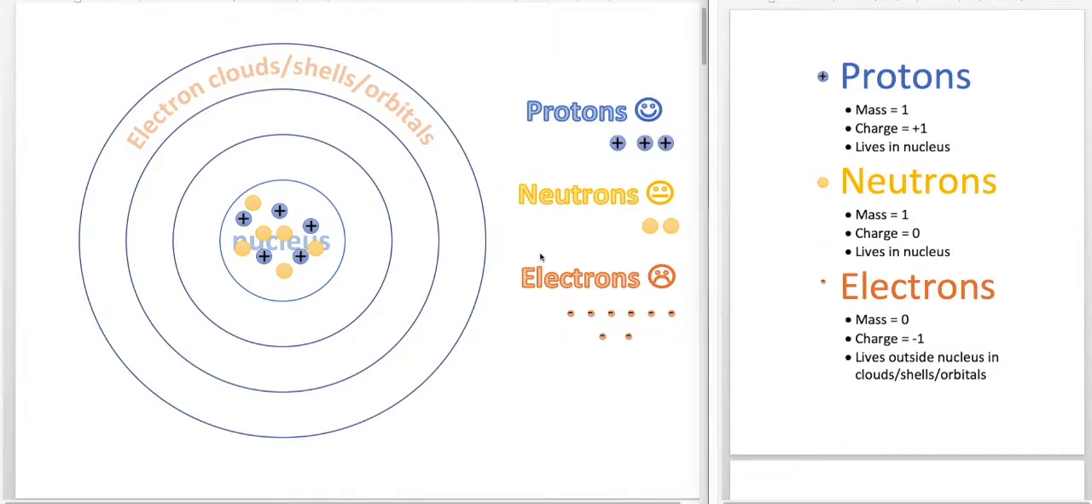So this is HESI Chemistry video number 3. We're still talking about elements and atoms, and now we're going to talk about how to calculate the atomic mass.